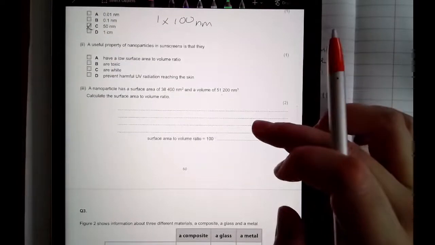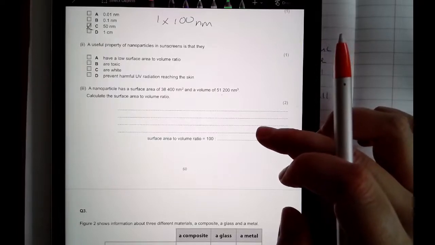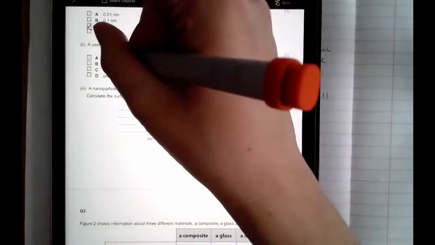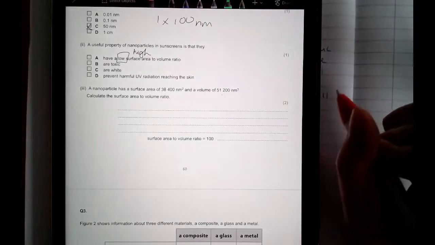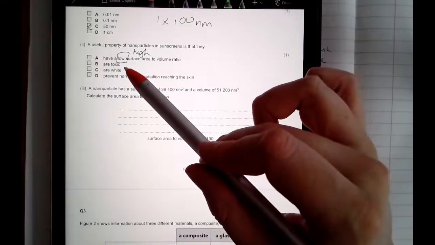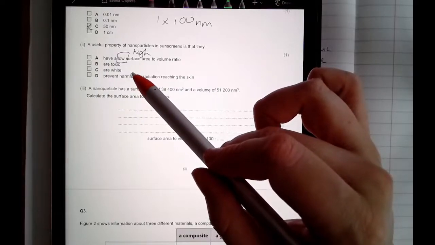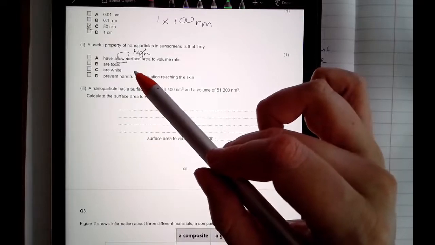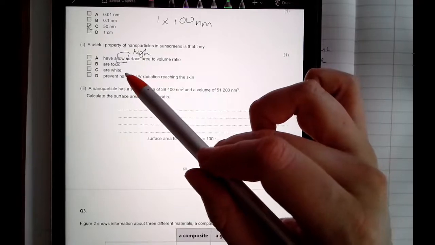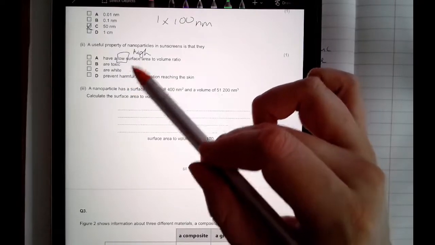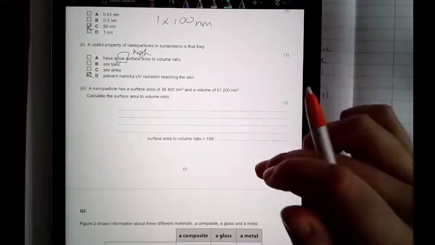A useful property of nanoparticles in sun creams is that they have a low surface area to volume ratio. So that's the opposite. They don't have a low surface area to volume ratio. They have a high surface area to volume ratio. So that's not correct. Toxic, they're not toxic. White, it doesn't matter. It doesn't matter that they are white. They could be green as long as they're protecting your skin from the UV rays. That's all that matters. The colour of them isn't relevant here. So the useful property is the fact that they prevent the harmful UV radiation from reaching your skin.